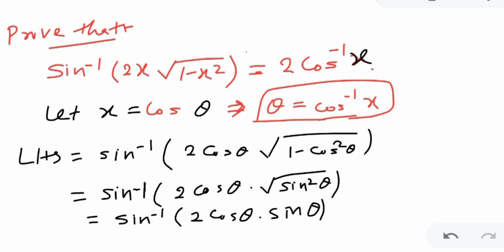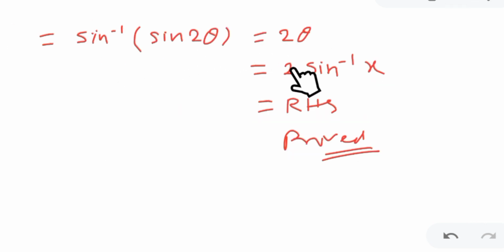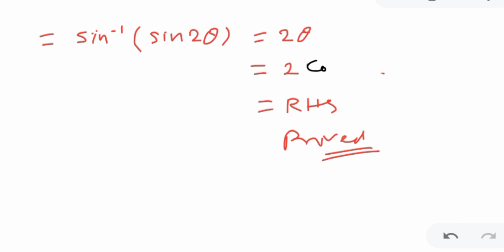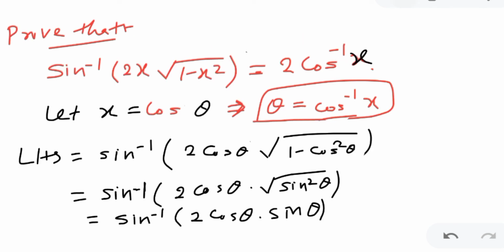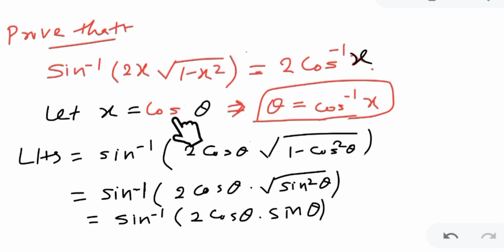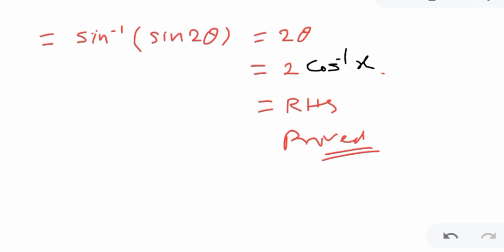So this will look the same. Now 2 cos theta sin theta, or 2 sin theta into cos theta, will be sin 2 theta. So sin inverse sin 2 theta gives 2 theta, and here theta will be cos inverse x, correct? Because we took x as cos theta, so theta will be cos inverse x. So 2 theta means 2 cos inverse x, and this is our RHS. So hence proved. What we changed is that instead of sin theta we took cos theta, correct? You just have to give a little bit more attention, then you will be able to understand. I hope you understood, okay.